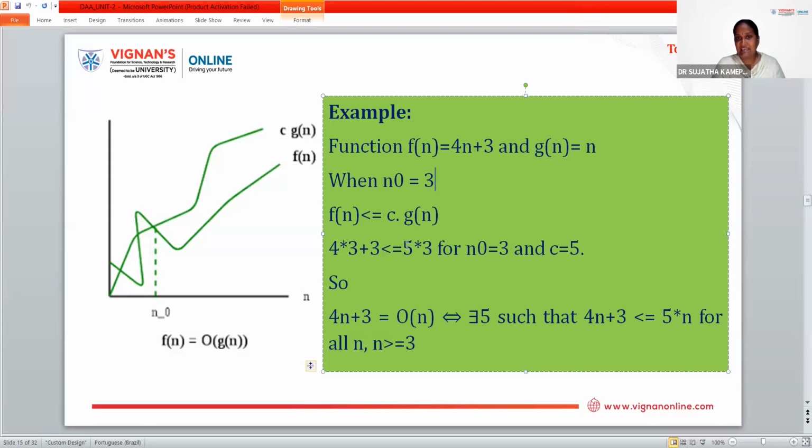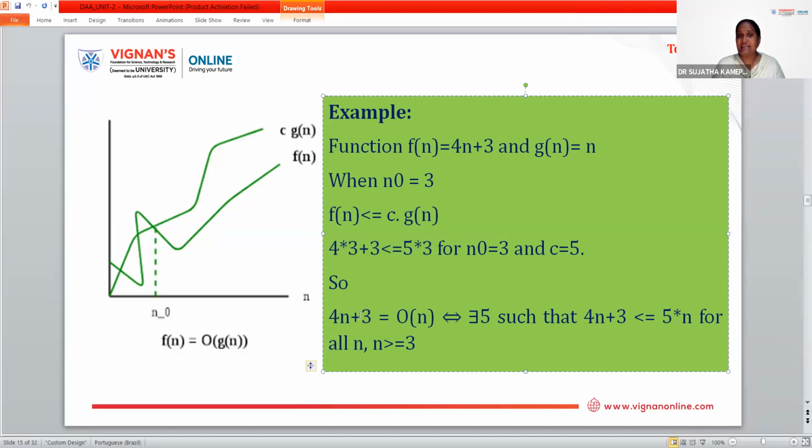Even when we take c as 5, for n value 1 this inequality cannot be satisfied. Let us see, 4 into 1 plus 3, what does it become? 7 less than or equal to 5 into 1. 7 is not less than or equal to 5. So for n equal to 1, it is not satisfied. For n equal to 2 also it is not satisfied. But from n equal to 3 onwards, this inequality is satisfied.